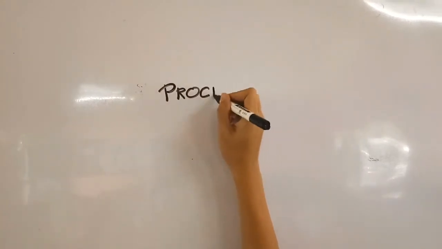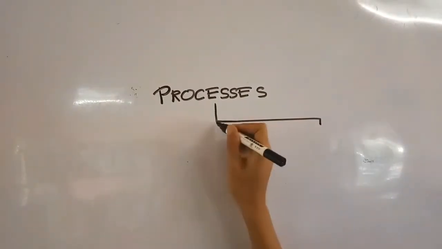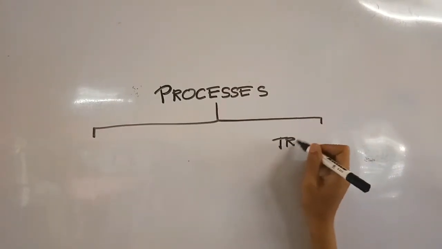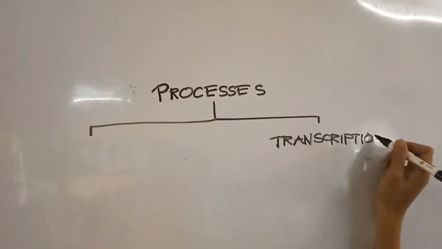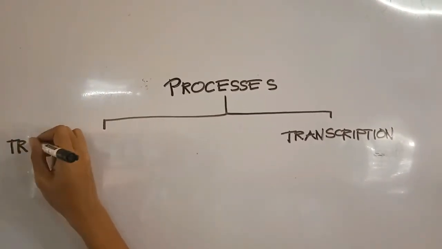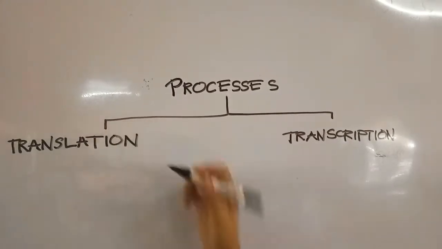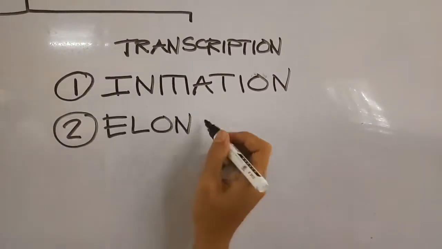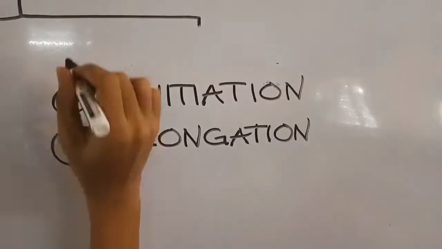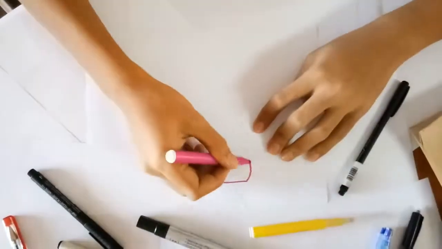At this juncture, let us picture how protein synthesis looks like. Protein synthesis has 2 processes, the transcription and translation. In transcription, there are 2 sub-processes, and in translation, there are 3 sub-processes. In transcription, there is initiation and elongation. On the other hand, translation has initiation, elongation, and termination.